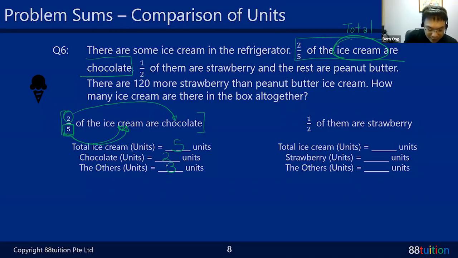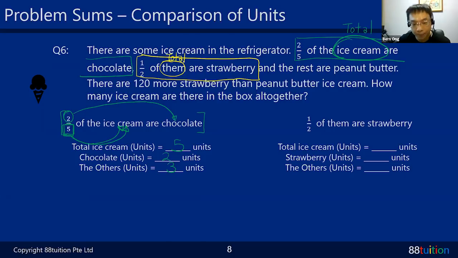Now, let's take a look at the other fraction, the other clue. The other clue says that what? Half of them are strawberry. Half of them. This "them" represents what? This "them" represents the total ice cream again, the total ice cream that is inside your refrigerator. So looking at this statement, half of them are strawberry. So this 2 is for who? This 2 is the "them". The "them" represents the total ice cream. How do you read this fraction?